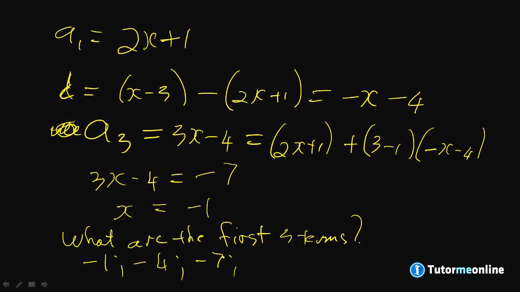And we can see that the common difference within this specific arithmetic progression will then be minus 3. From minus 1 to minus 4, the common difference is minus 3. From the second term to the third term, from minus 4 to minus 7, the common difference again is minus 3, because we've been given by the examiner that we are dealing with an arithmetic progression.